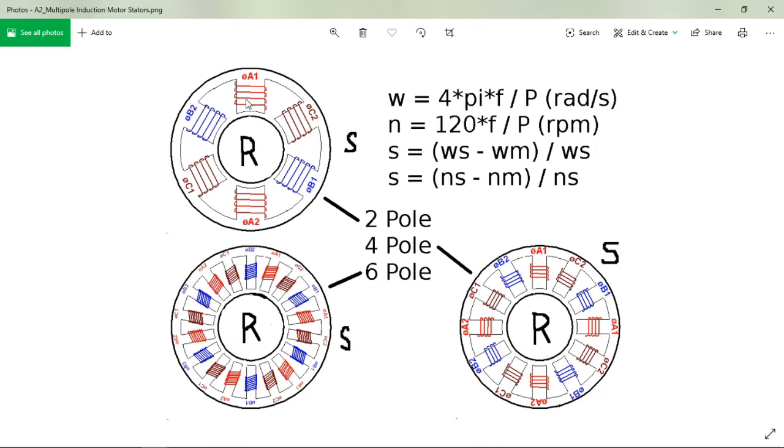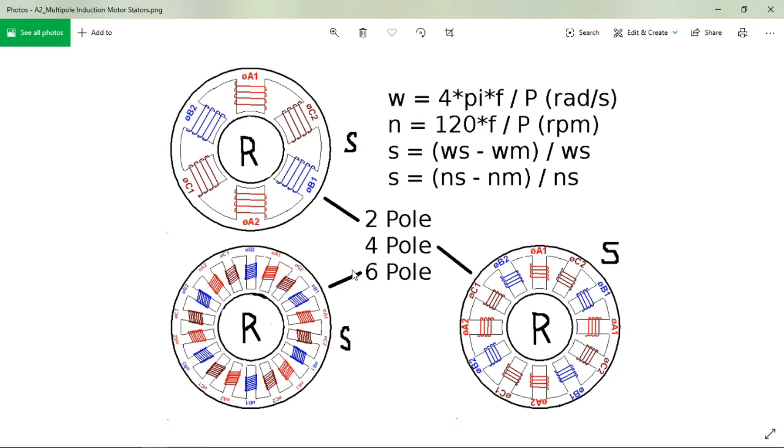These are salient pole type construction. But the reason I'm using this is because it's much easier to see the different poles with this type of construction as opposed to the smooth air gap. But anyway, this is a two pole and this is three-phase. So we have 2 poles for phase A, 2 poles for phase B, 2 poles for phase C. And so that's a 2-pole. We have a 4-pole. You've got 1, 2, 3, 4 poles for phase A, 4 for C, and 4 for B. And you have 6 poles here for phases A, B, and C.